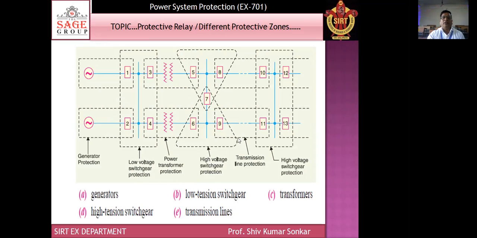And this is the transmission line protection, so 8, 9, 10, 11. This is the transmission line protection. And another protection is the high voltage switchgear protection of 10, 11, 12, and 13. So these are the different protective zones of any protective system.